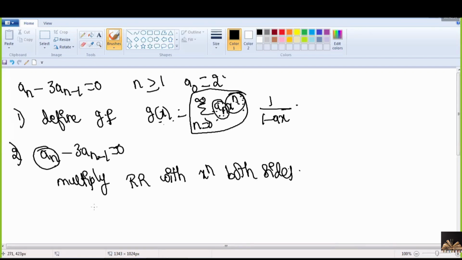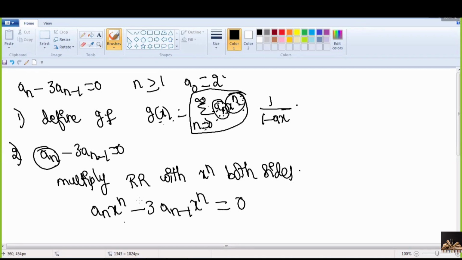Now it becomes an into x power n minus 3an minus 1 into x power n is equal to 0. Anyway, it is 0. Okay? Now we have an into x power n. But what is the format? You must have the summation.